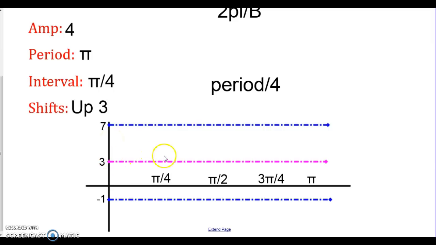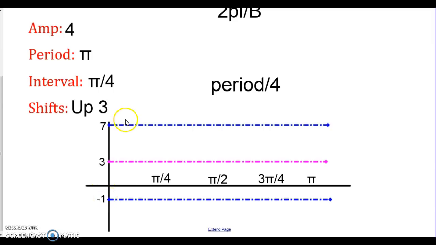First thing I did is I plotted my midline, y equals 3. I find that from the D value of the initial function, which is my vertical shift. So right here in purple or pink, magenta, mauve, whatever that color is, that's my midline. Then from there, I use my amplitude, in this case 4, and I'm going to count up 4 units. So 3 plus 4 is 7. And I'll count down 4 units. 3 minus 4, that puts me at negative 1.